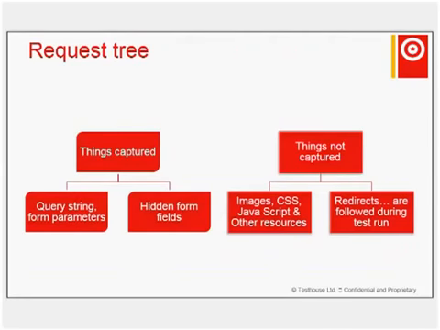Okay, so the request tree, things that are captured. I've already gone over this slightly, but when you actually get your requests, it will capture what the query string parameters are. It will also capture form post parameters and hidden fields. What it will not capture is images. It will download them, but it will not actually render them.